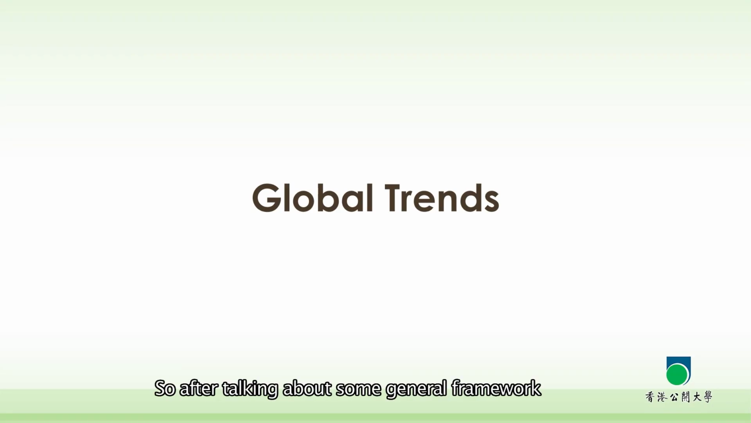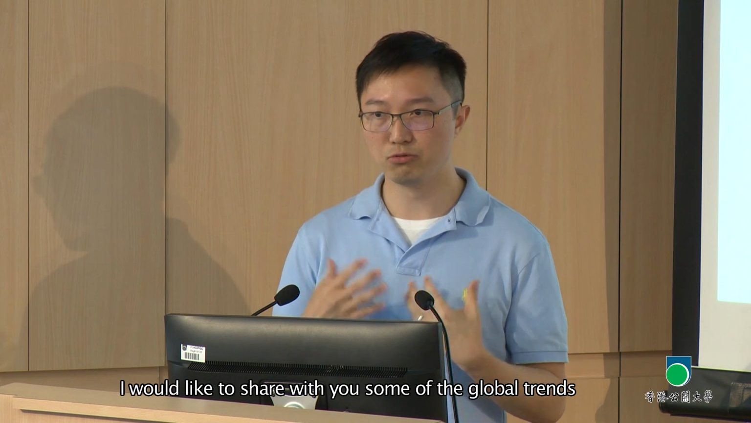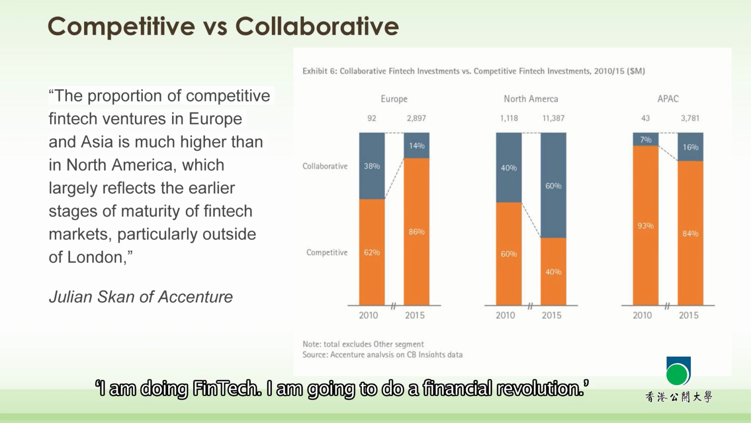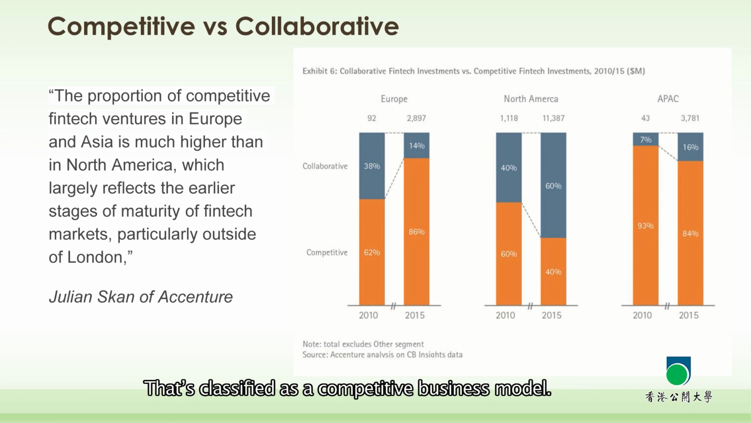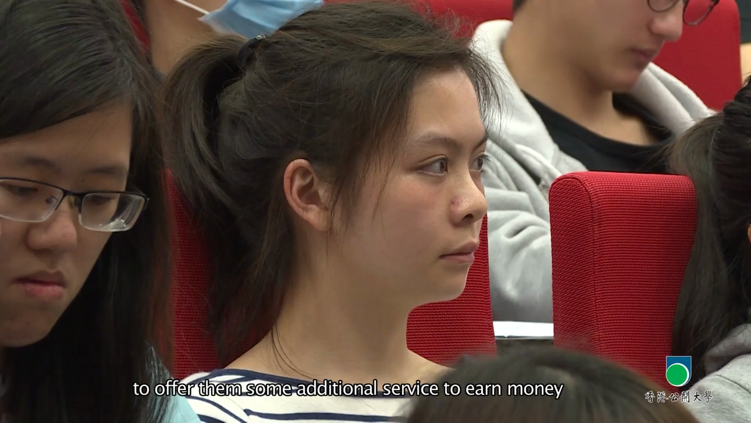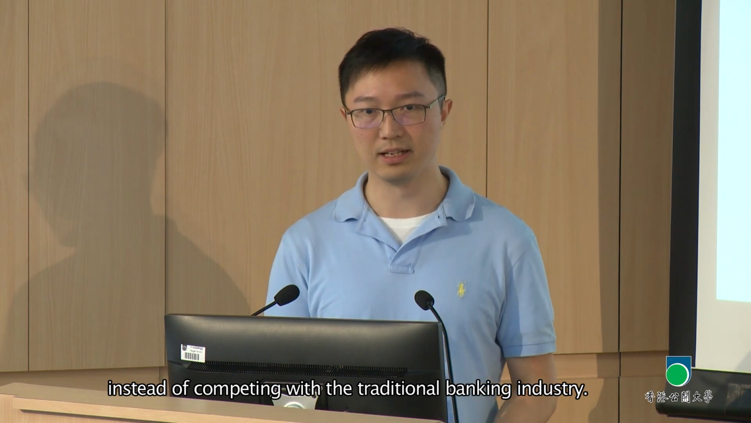So after talking about some general frameworks to understand fintech, I would like to share with you some of the global trends about this industry. At the beginning of this industry, like in 2013, a lot of startups came to say, I am doing fintech, I am going to do a financial revolution. That's classified as a competitive business model. But as the market continues to develop, more and more companies are doing a collaborative business model. Collaborative meaning that they're working together with the existing traditional financial institutions to offer them some additional service to earn money instead of competing with the traditional banking industry.